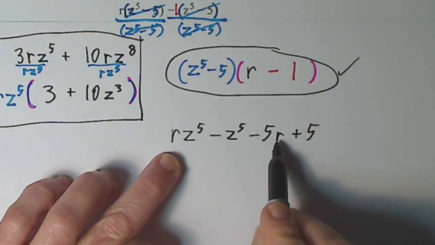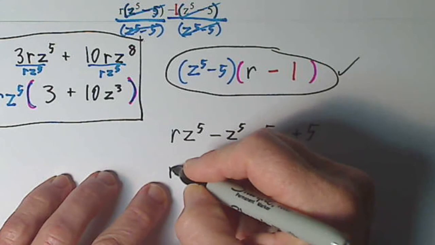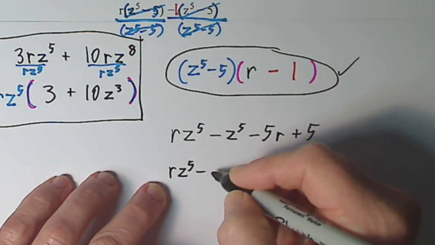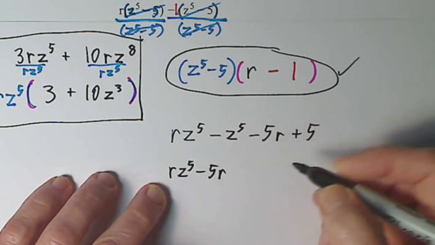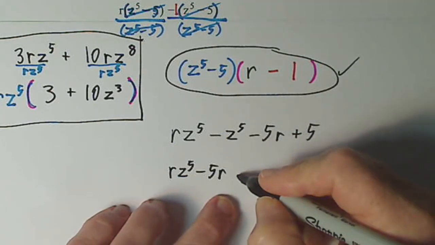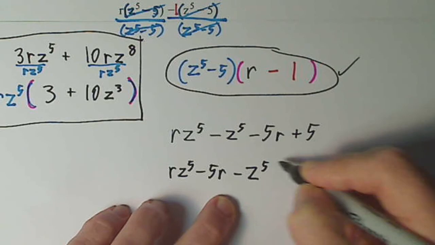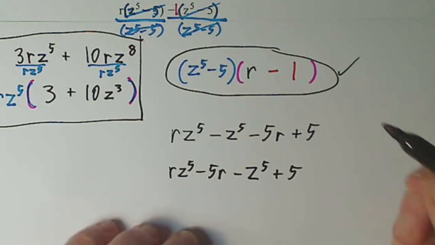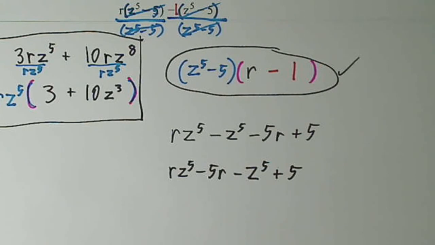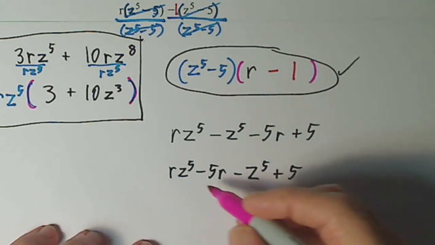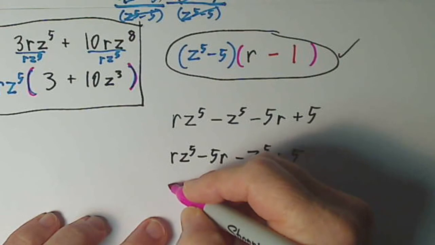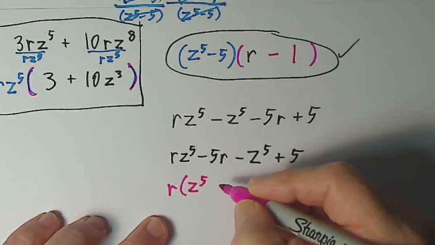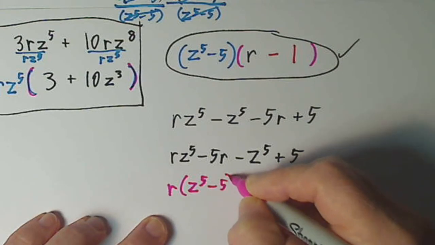I can combine these two. I can put them together. rz to the 5th minus 5r, and then I have negative z to the 5th plus 5. And from the first two I can factor out an r. Leaves me with z to the 5th minus 5.